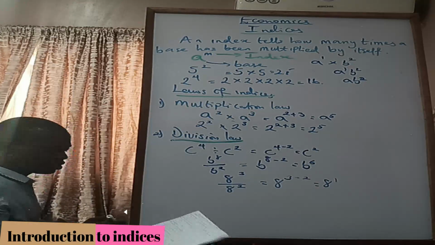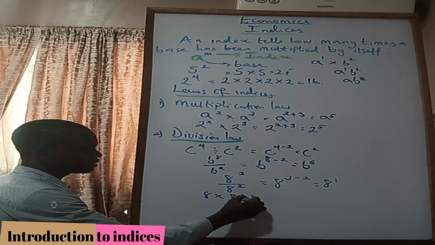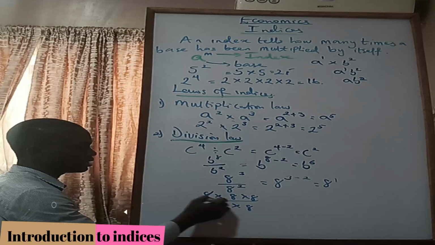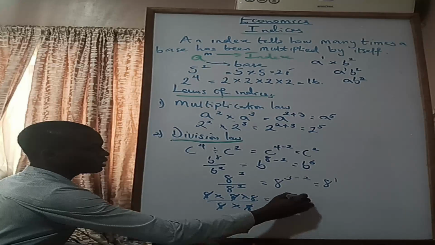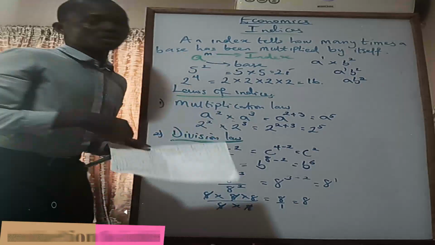So if you have something like this, you don't need to punch your calculator, you don't need to stress yourself. I'd be doing 8 times 8 times 8 divided by 8 times 8. This is stressful. So you would be doing 8 cancel 8, 8 cancel 8. So 8 over 1 equals 8. Now that you've understood this, just do this and get your answer very, very quickly.